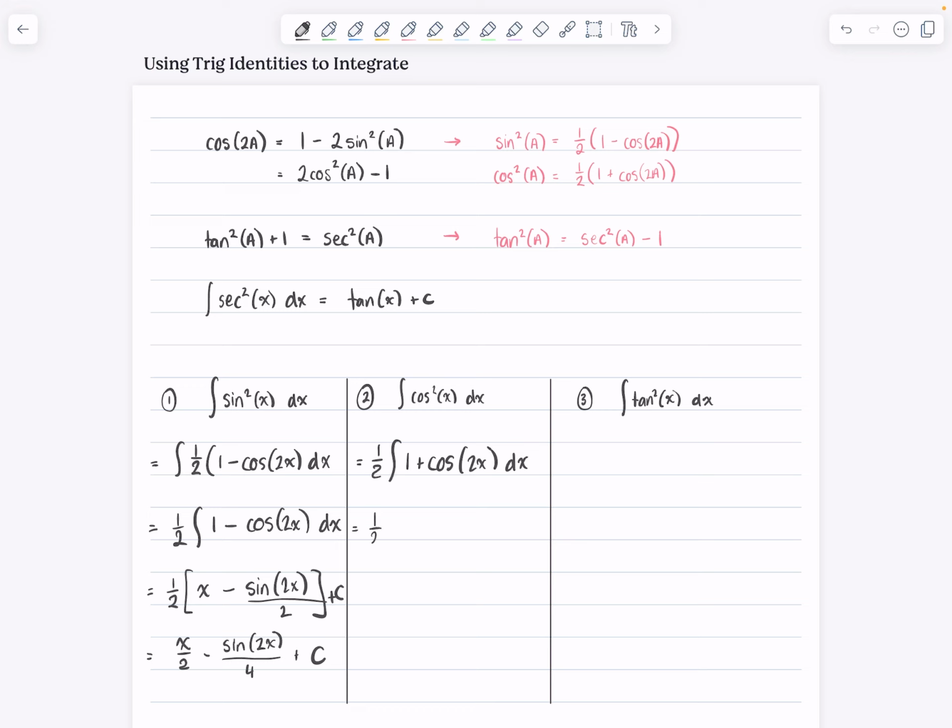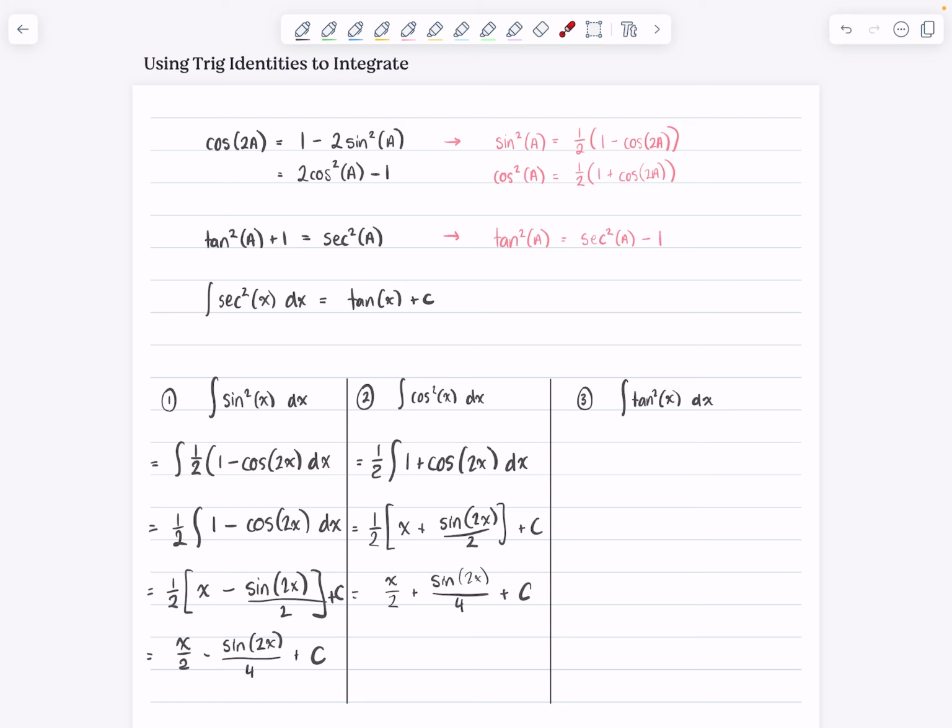And from there, it's an extremely similar process. I'm going to have a half. I'm going to be integrating, so it's going to be x. This time, cos integrates into positive sine, so it's going to be plus sine of 2x, again, divided by 2, and then we're going to have plus c on the end. Once we substitute in, it's going to be x on 2 plus sine of 2x, all over 4 plus c.